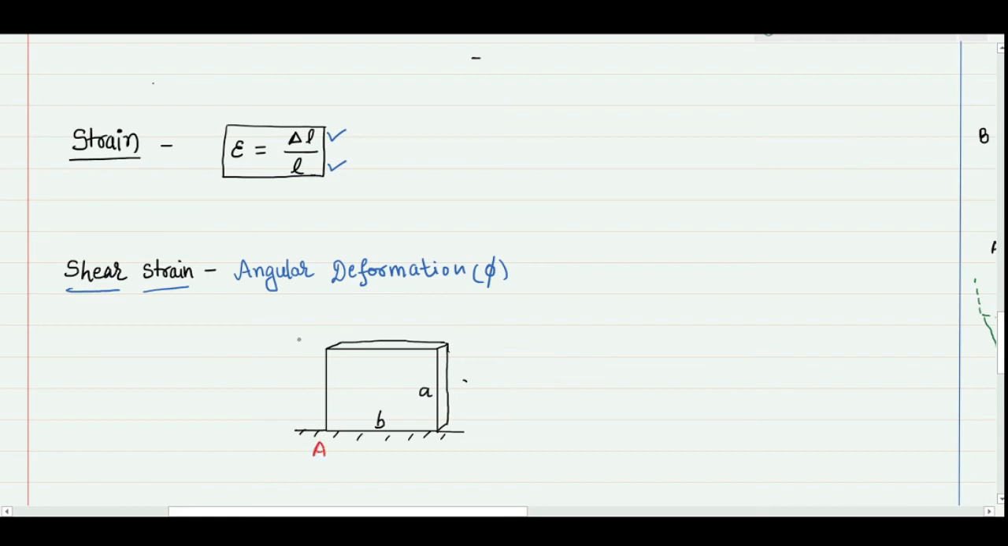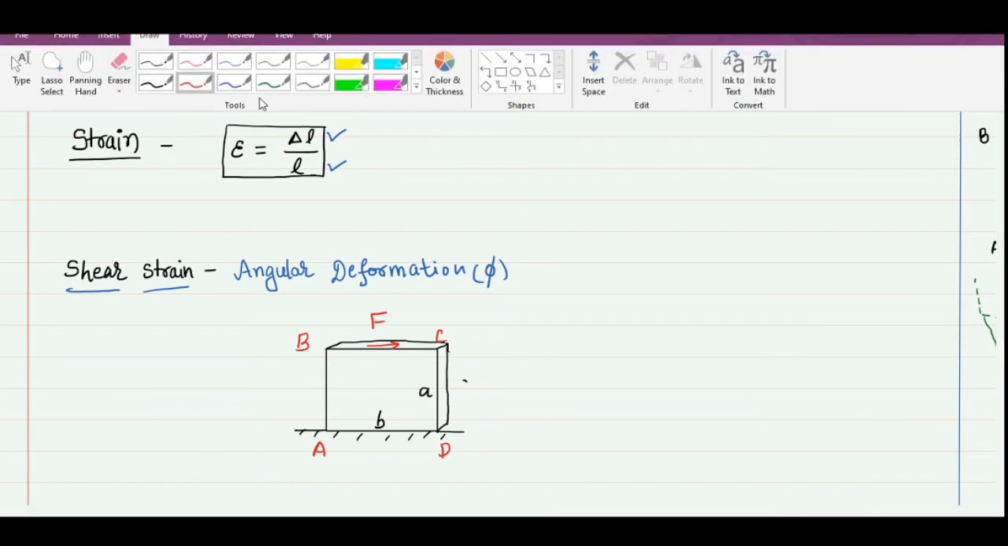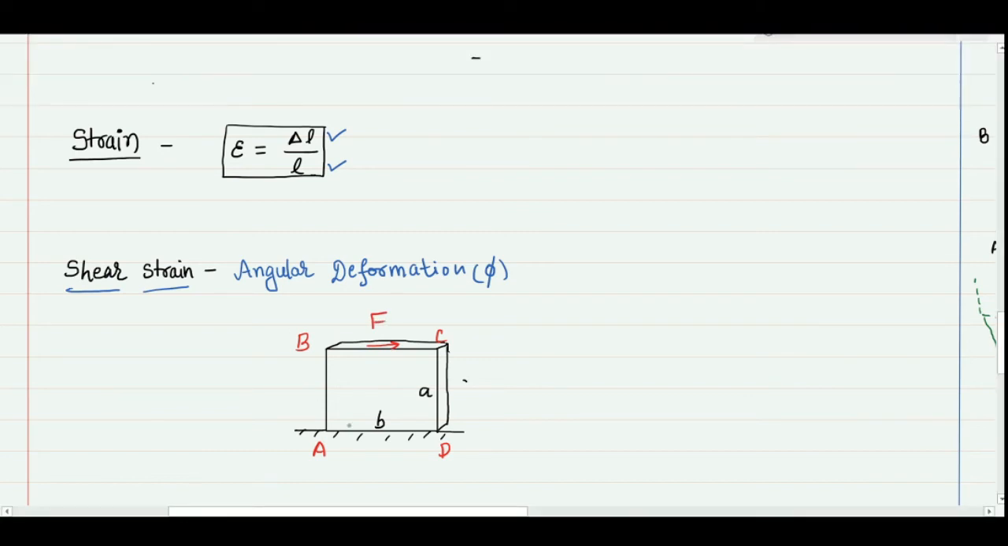We have a rectangular body A, B, C and D, and I am applying a tangential force here of magnitude F. What will happen to this bar? As the base is fixed, I am applying a force at the top plane. The top plane will try to move towards the right, but the bottom plane will remain in its original position. So the deformed shape will look like a parallelogram.